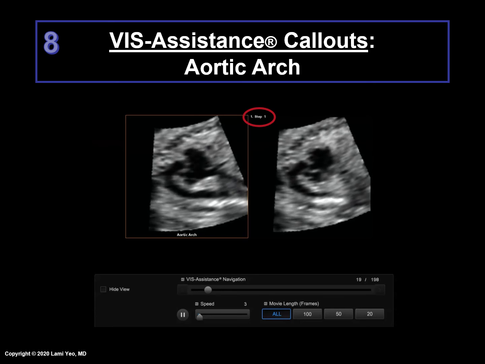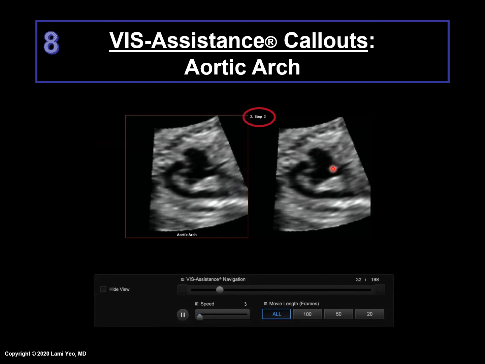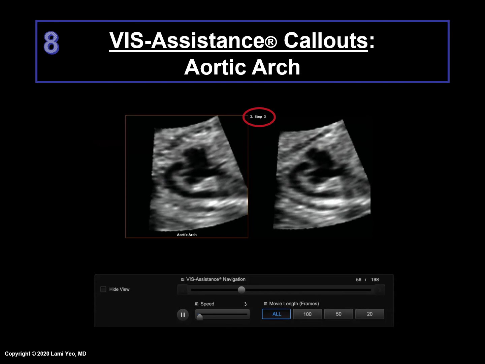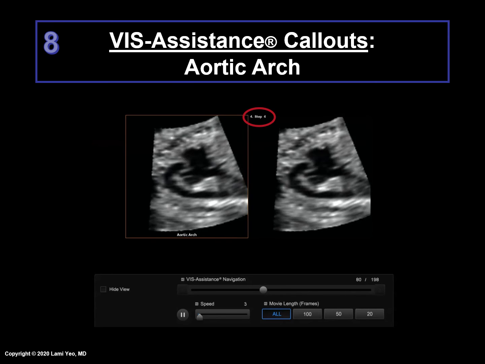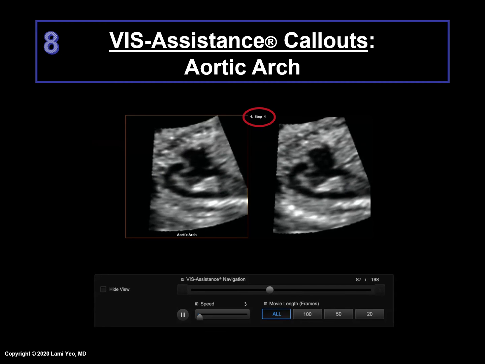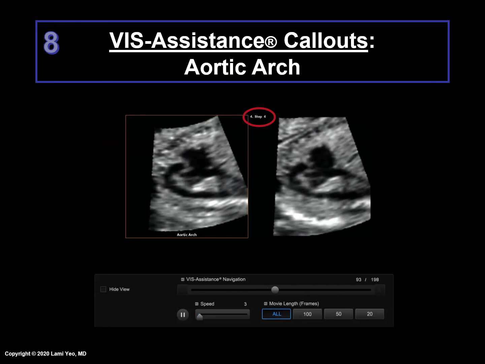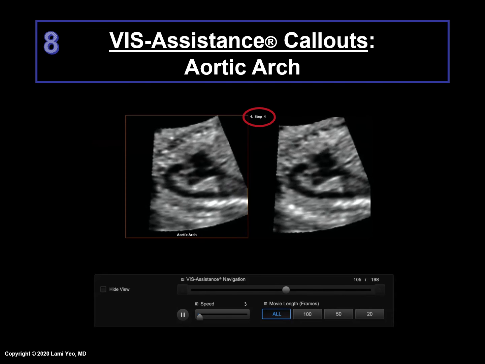The first callout states Step 1. The inferior vena cava is visible. The second callout states Step 2. The third callout states Step 3. The fourth callout states Step 4. The inferior vena cava is also seen here and throughout the VISA video clip.